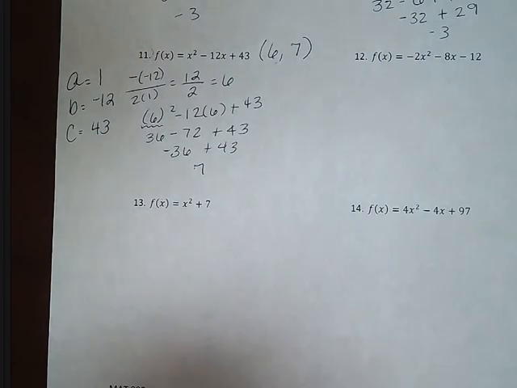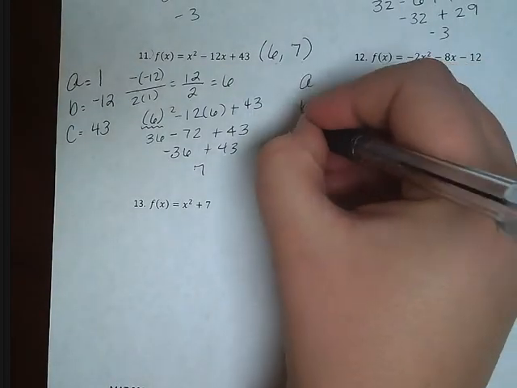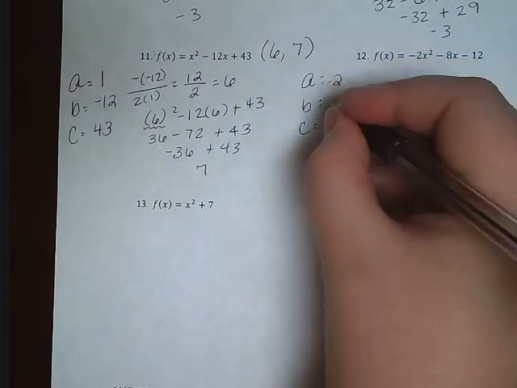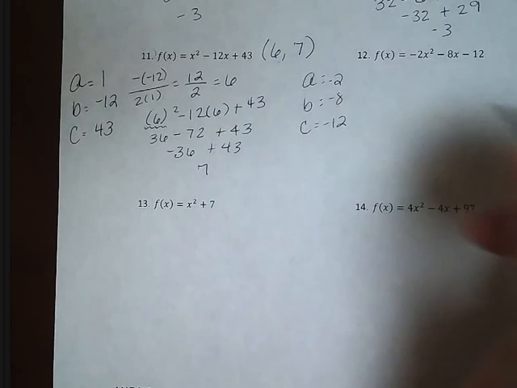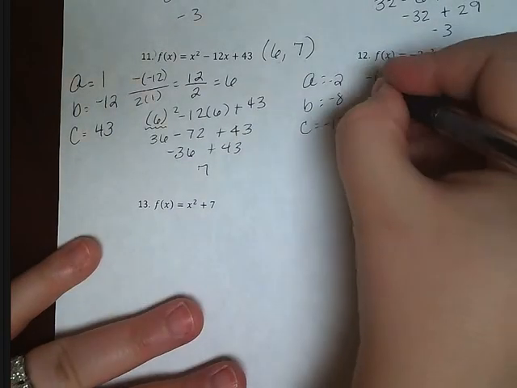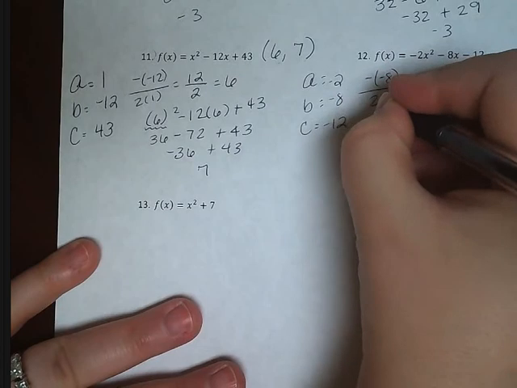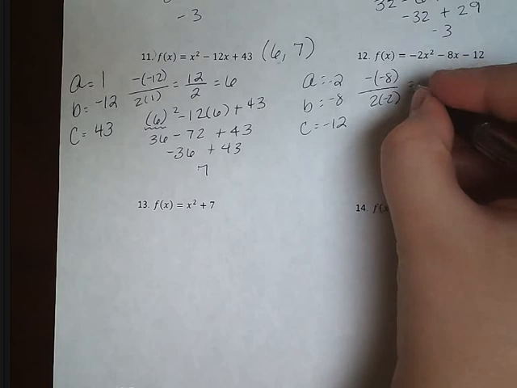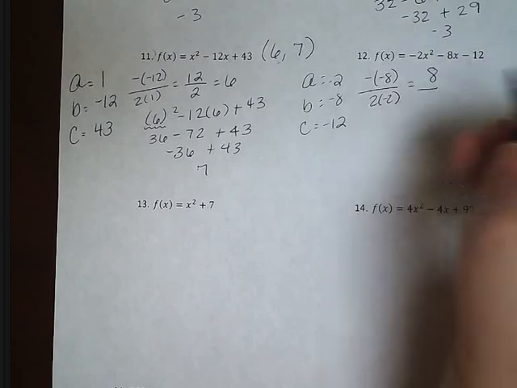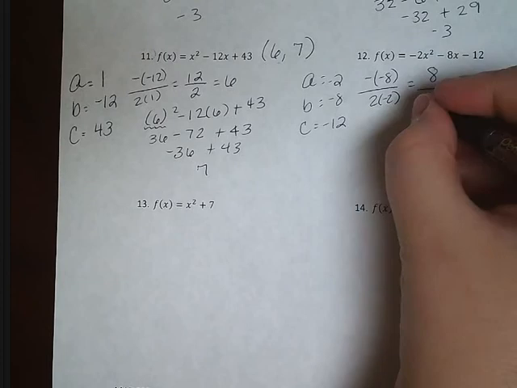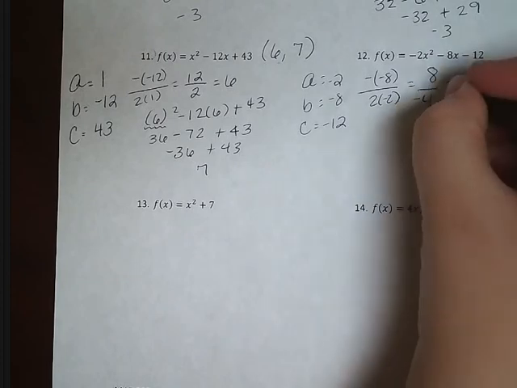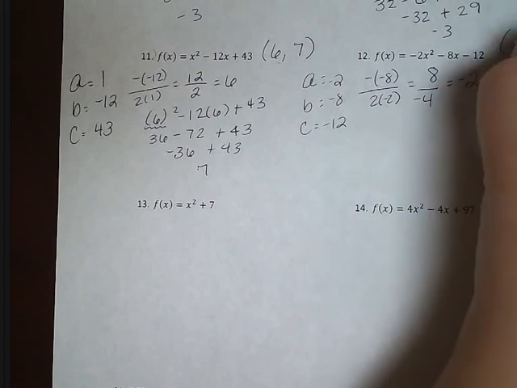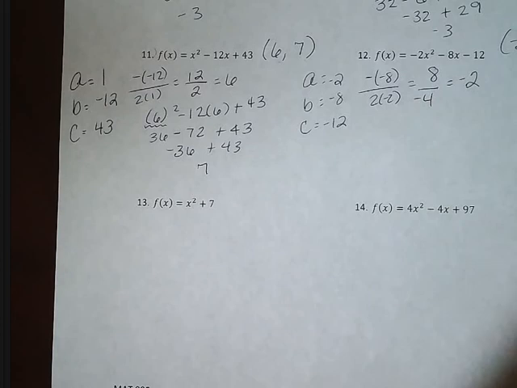All right, looking at number 12, we have A, B, and C. A is negative 2, B is negative 8, C is negative 12. So we have negative B over 2A. So the opposite of negative 8 is 8. 2 times negative 2 is negative 4. And 8 divided by negative 4 is negative 2. Then we plug that into our original equation.